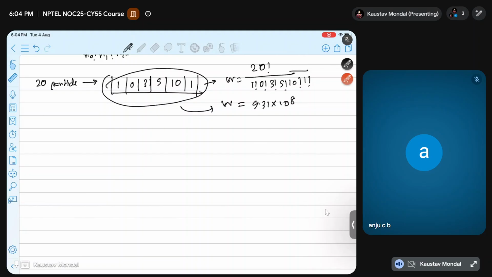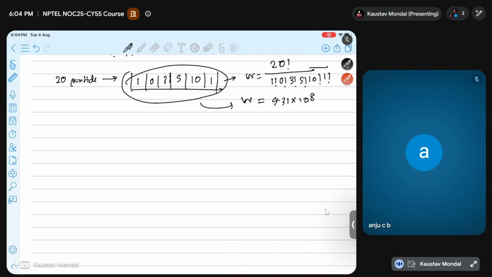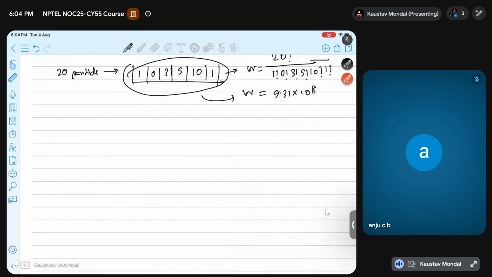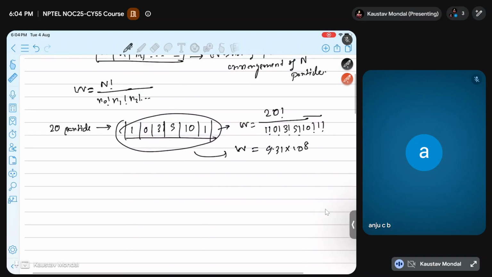Next, we discussed some problems related to this weight of the configuration. There are many distributions that can be consistent with this particular configuration. So which distribution is highly preferred? Which is the maximum preferable distribution for this particular configuration?